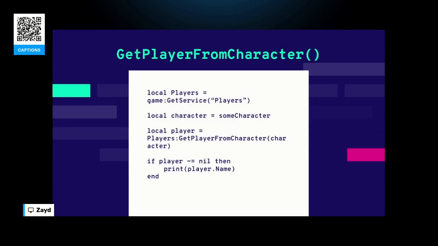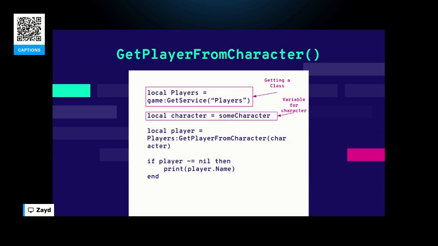Here's some example code. It looks a little scary at first, but we'll go step by step through what everything means. First, we need to get the Players class. This is where the function GetPlayerFromCharacter comes in. We are able to call it from the Players class. Next, we're just going to create an arbitrary variable named character, and we're just going to set it equal to some character. Right now, it's arbitrary.